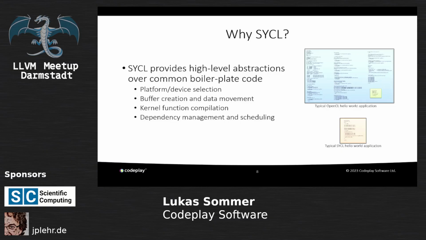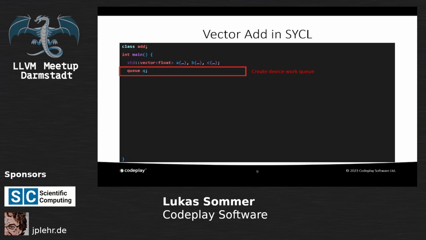But talk is cheap, so let's maybe look into an actual Hello World application in SYCL. What we're going to do is add 2 vectors, so simple parallel thing you can do. We have a standard C++ main function, we have standard C++ vectors for our data, and the first SYCL specific thing we do is we have this queue here.